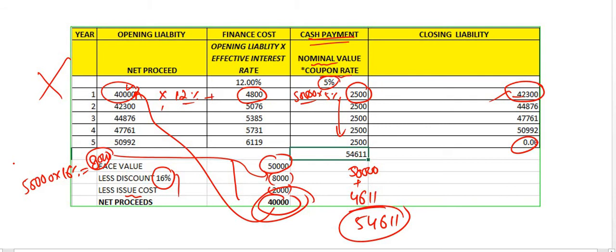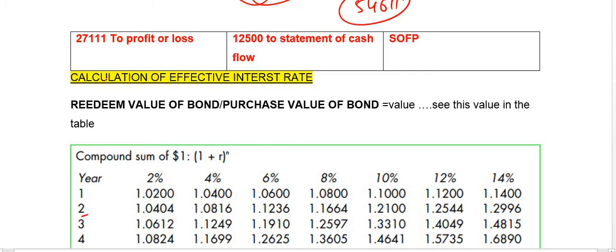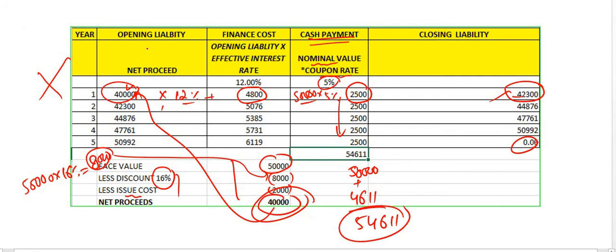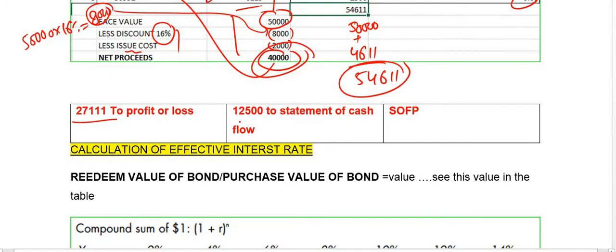So the total amount, which is 27,111, this will be the finance cost. If you add the effective interest total amount, then you will get this amount. You see here, if you add all these, then you will get 2711. And for the cash payment, that's the cash payment which you have to pay, and this is 25 multiplied by 5, you will get this amount.